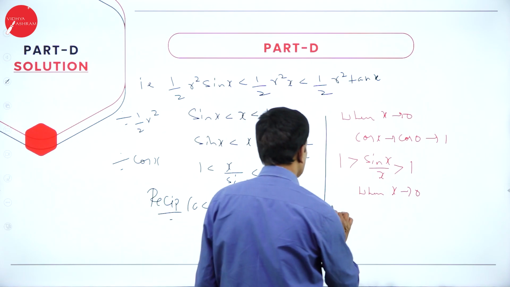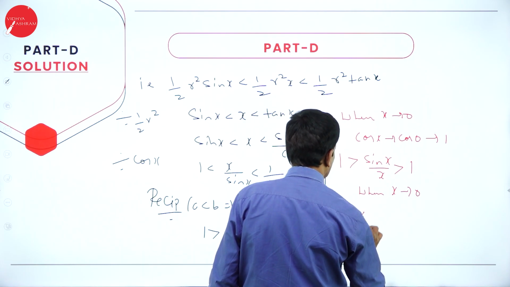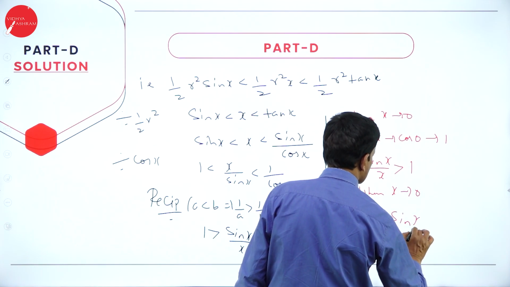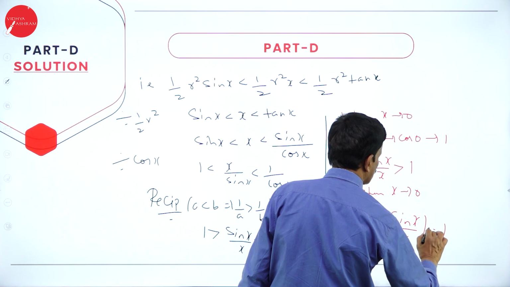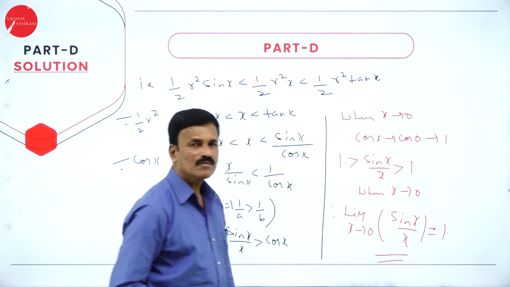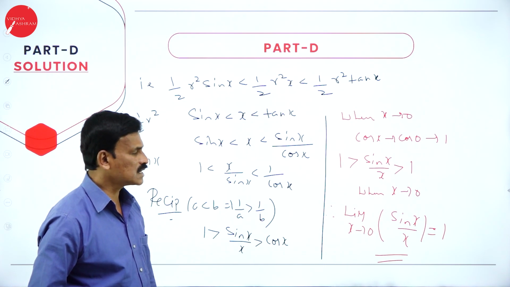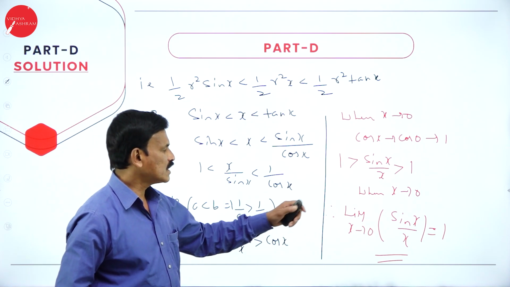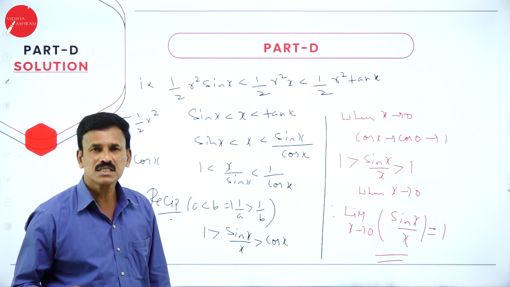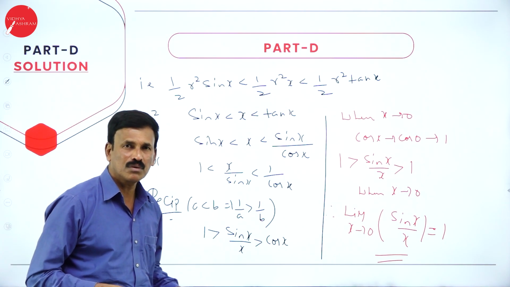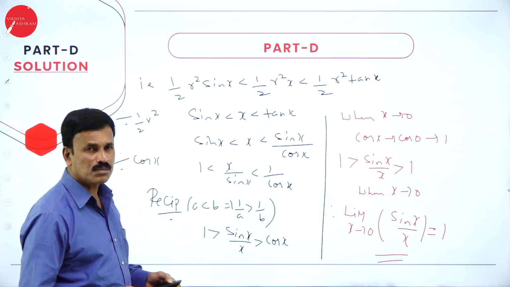Therefore the limit as x tends to 0 of sin x divided by x is equal to 1. This is called the sandwich theorem. So the limit as x tends to 0 of sin x by x is equal to 1, where x is measured in radians. That's it. This is how we are going to solve this problem. Okay, now move on to the next problem.